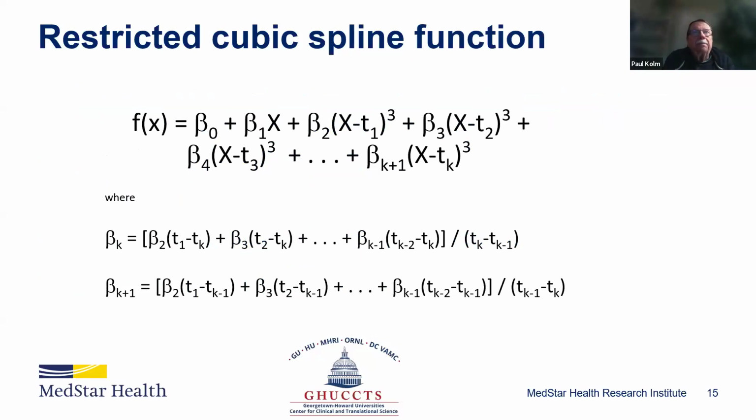And so in the restricted cubic spline function, what we're trying to do is to get a smoothest line or function, the smoothest function as possible.